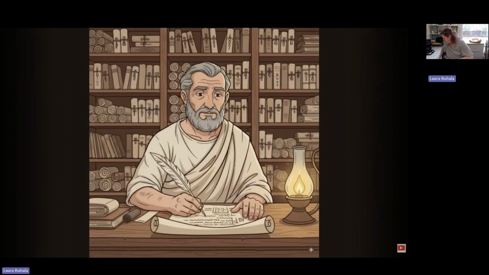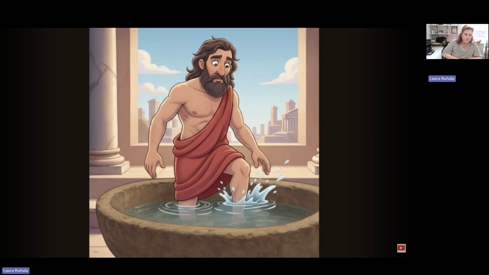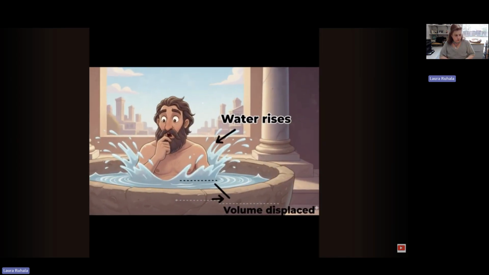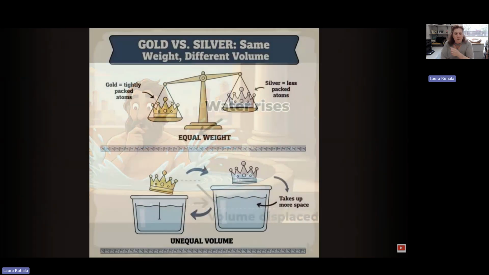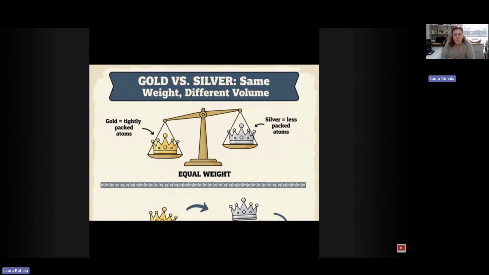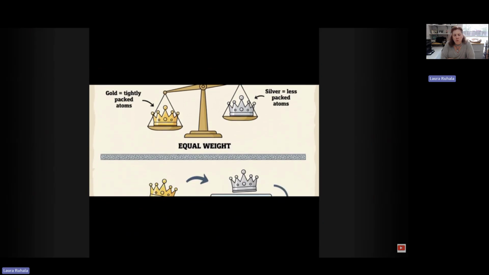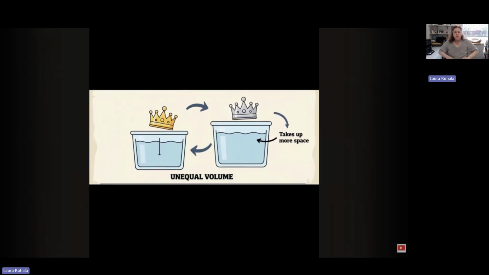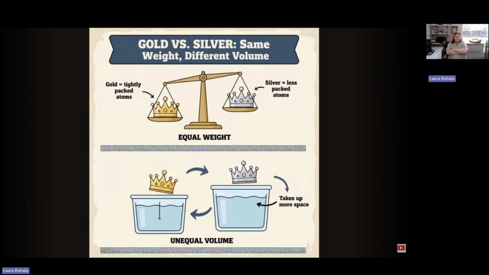According to a later story written by the Roman author Vitruvius, the idea struck Archimedes while stepping into a bath. He saw the water level rise as his body sank down. That meant the amount of water pushed aside matched the space, or volume, his body took up. And here was the key. If you know how much something weighs and how much space it takes up, you can judge how packed its matter is. Gold is much more tightly packed than silver, so a crown of pure gold and one mixed with silver might weigh the same, but the silver one would occupy more space.